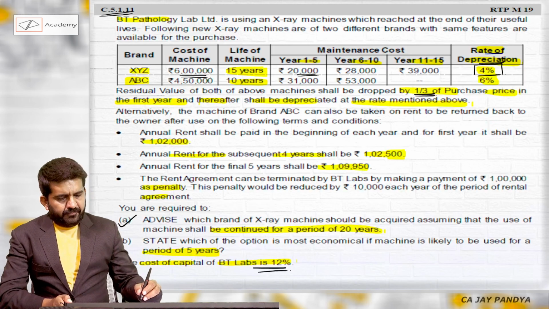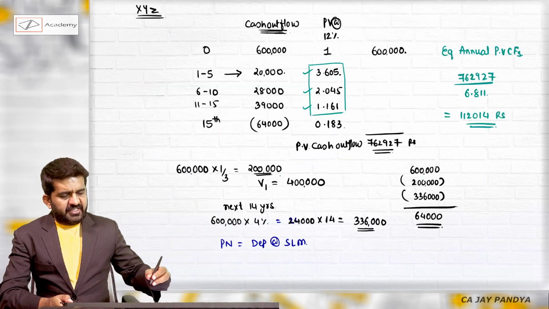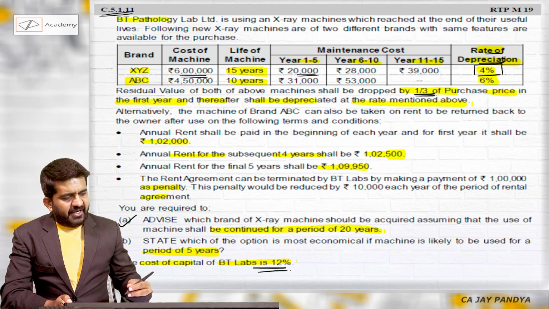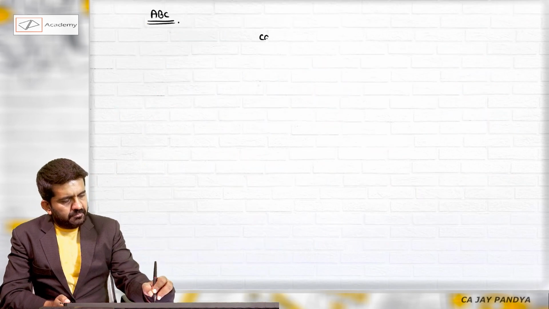Second option is purchasing ABC machine. If they purchase ABC machine, again I'll be writing down cash outflow.